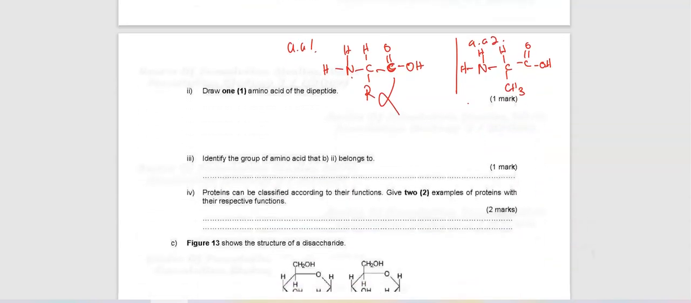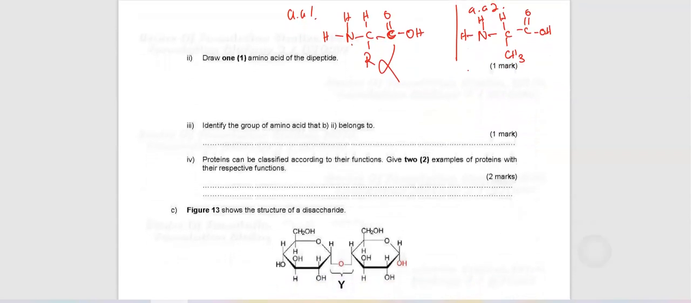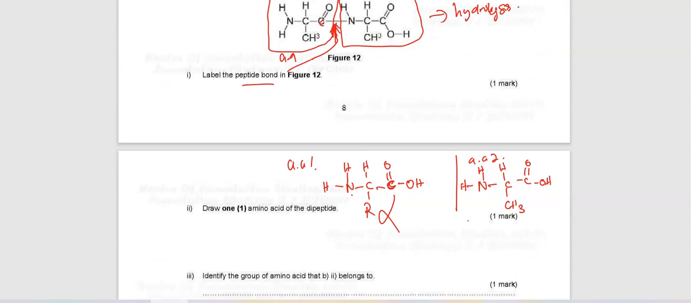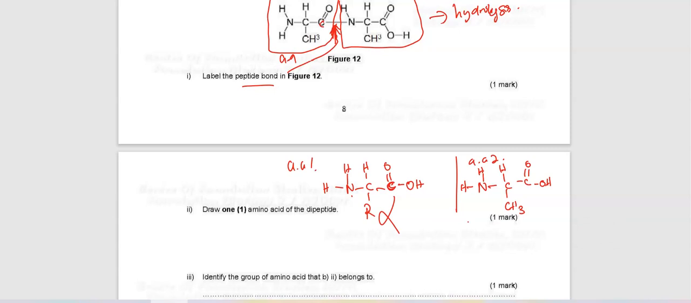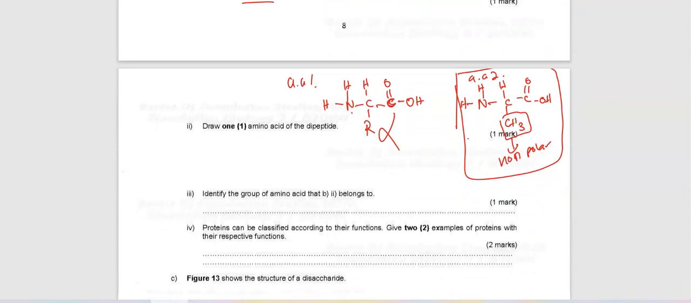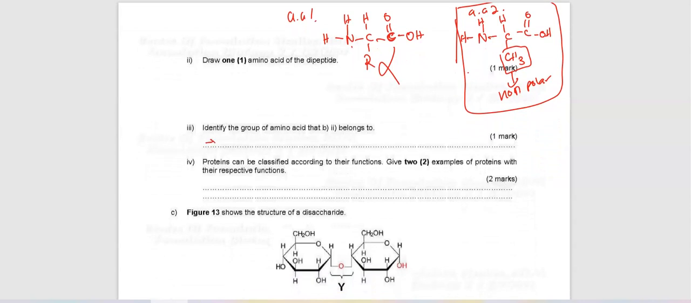Okay, so number 3, identify the group of amino acid that B belongs to. Okay, so as you can see, the amino acid's side chain consists of a methyl group. Okay, so a methyl group consists of carbon and hydrogen, so it is a hydrocarbon. So hydrocarbon, the property is nonpolar. Okay, so therefore the whole amino acid here will be a nonpolar amino acid, or hydrophobic amino acid. So that is the answer for 3 here.